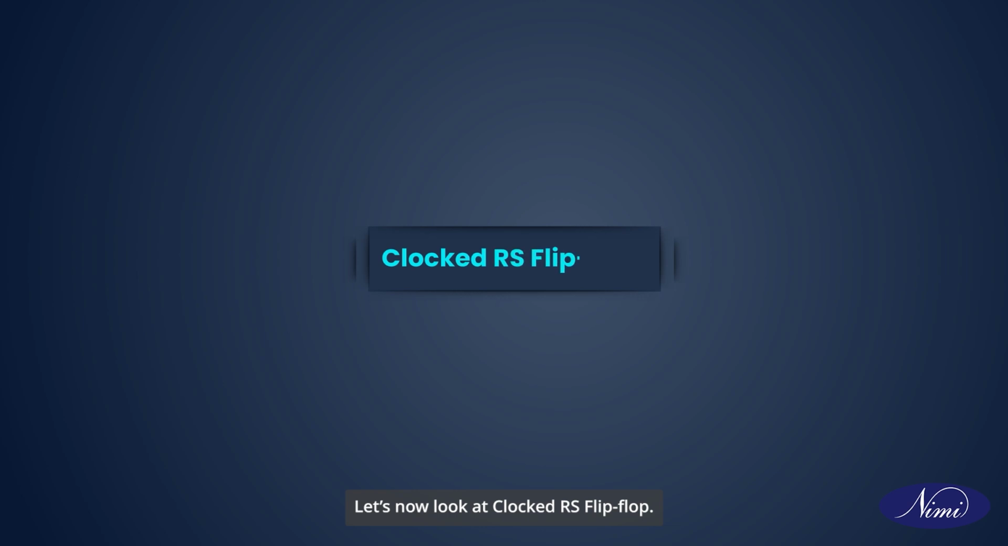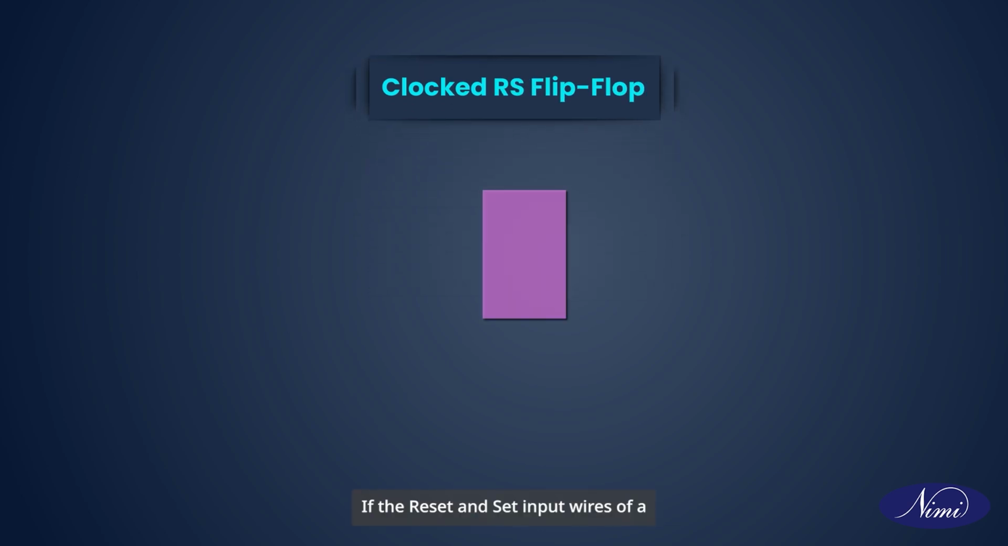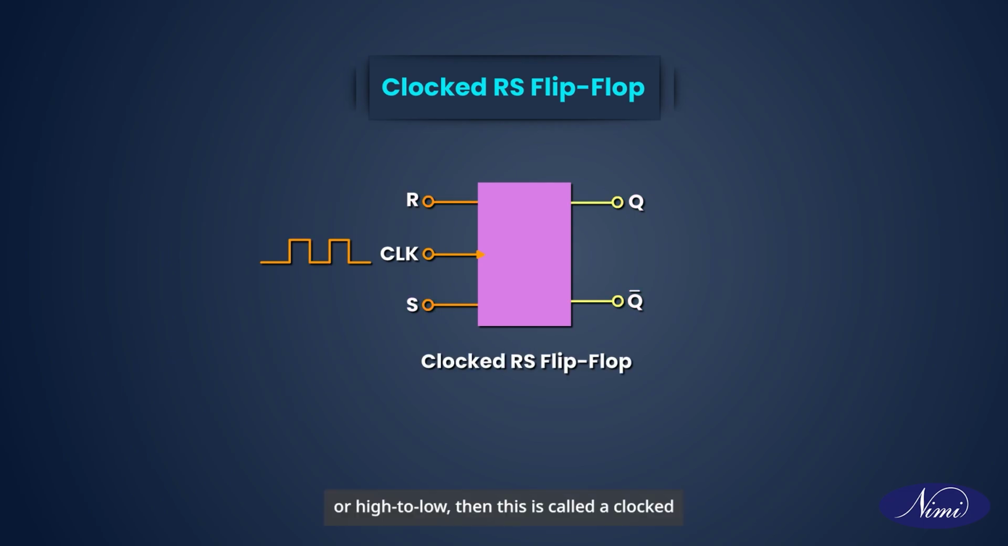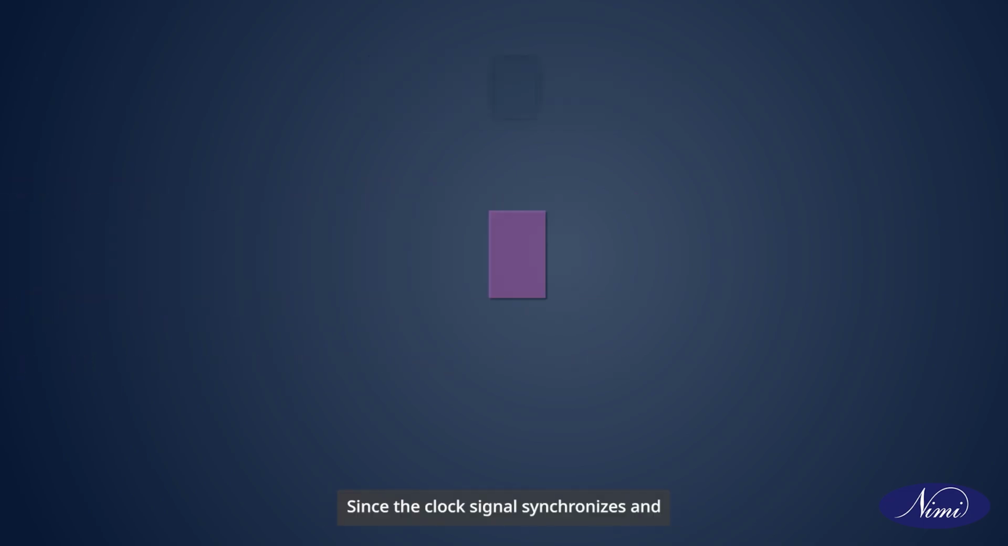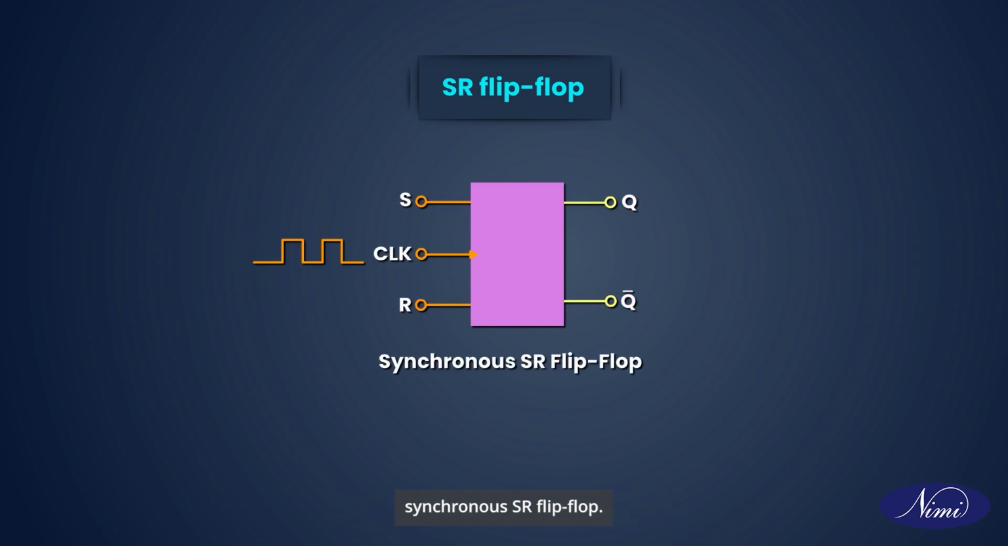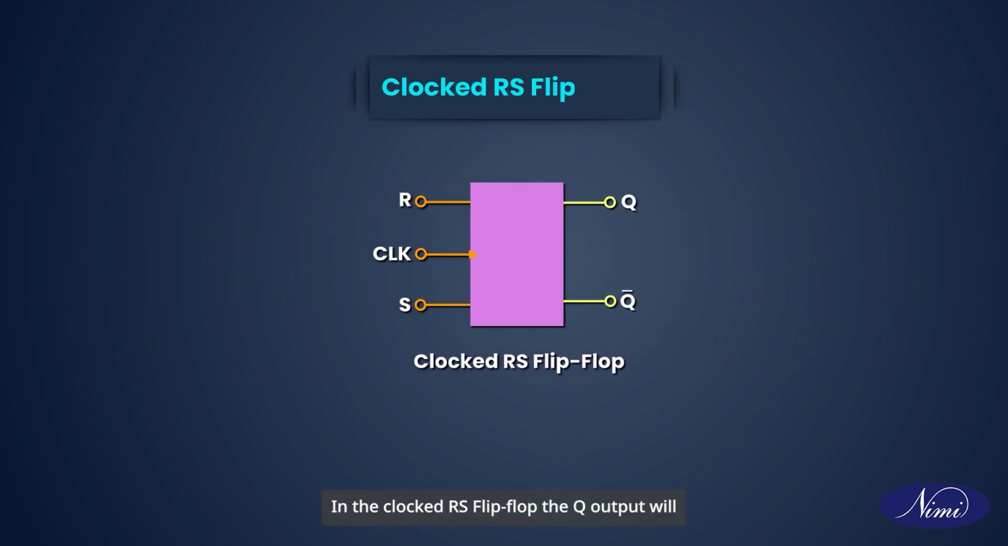Let's now look at what a clocked RS flip-flop is. If the reset and set input wires of a flip-flop only control the outputs when a clock pulse occurs, going either low to high or high to low, then this is called a clocked RS flip-flop. Since the clock signal synchronizes and coordinates the timing of when the set and reset inputs can impact the outputs, this type of flip-flop is also known as a synchronous SR flip-flop. In the clocked RS flip-flop, the Q output will be unaffected by any change in R or S as long as the clock CLK is 0 or low.